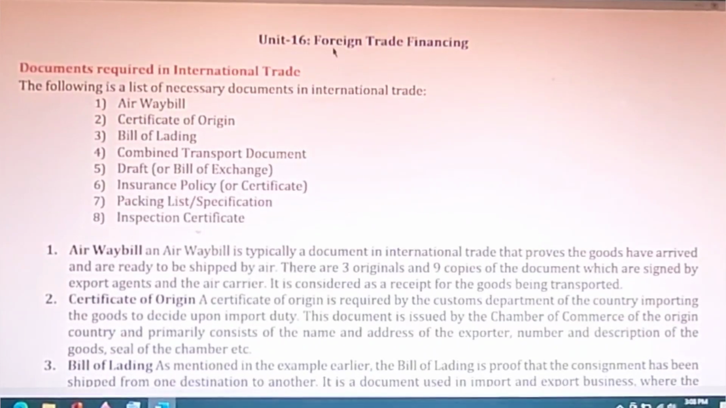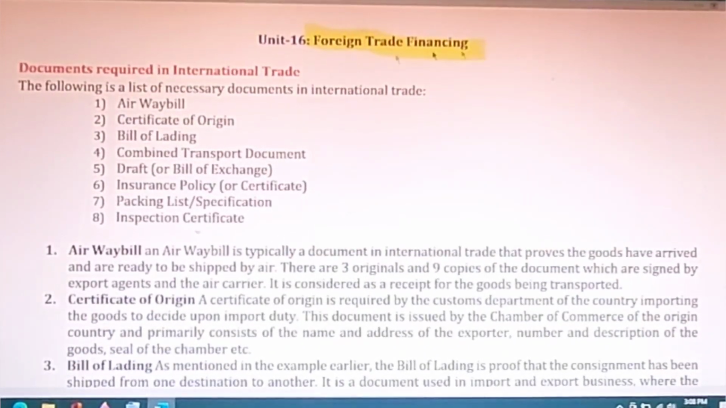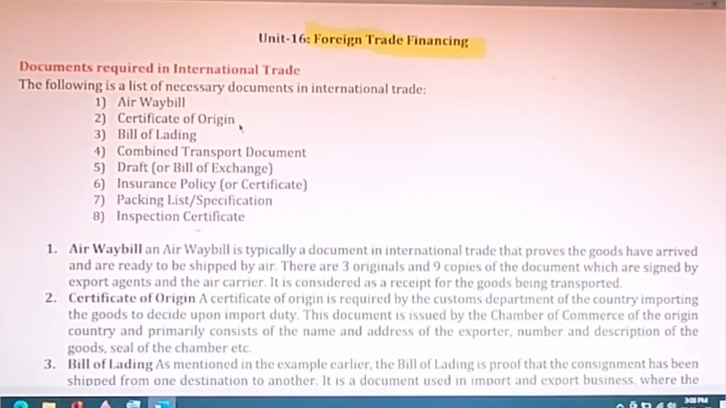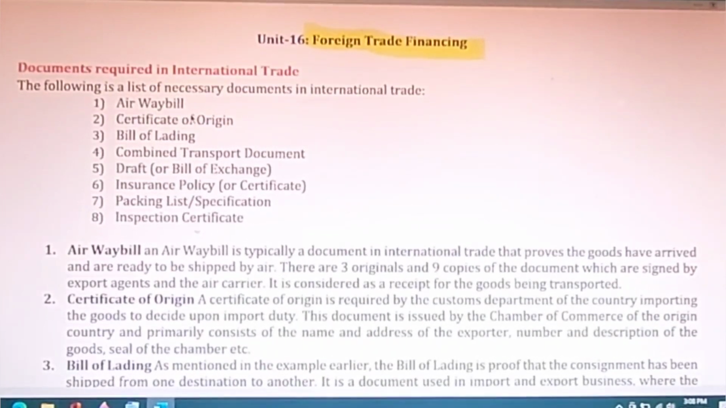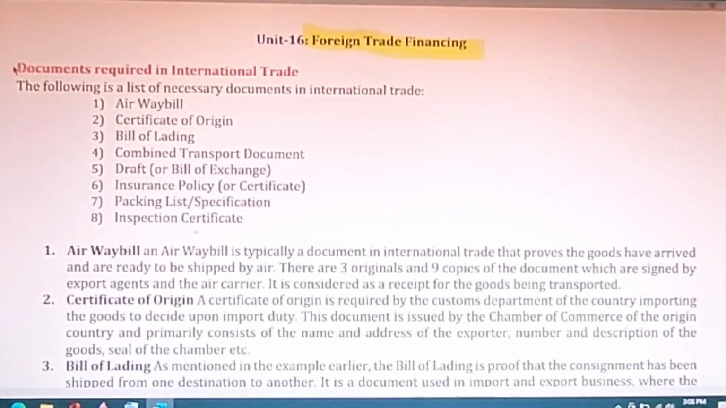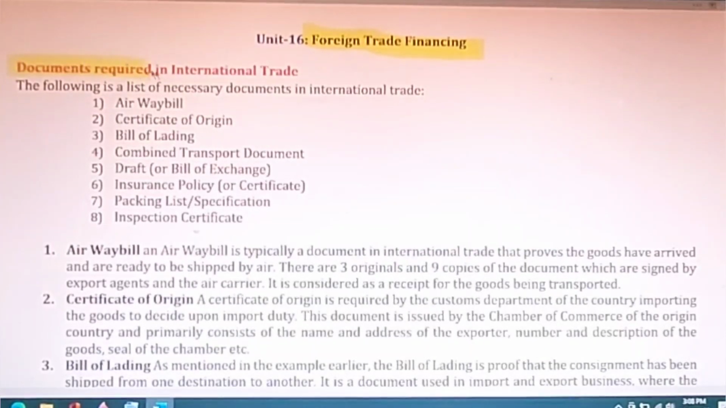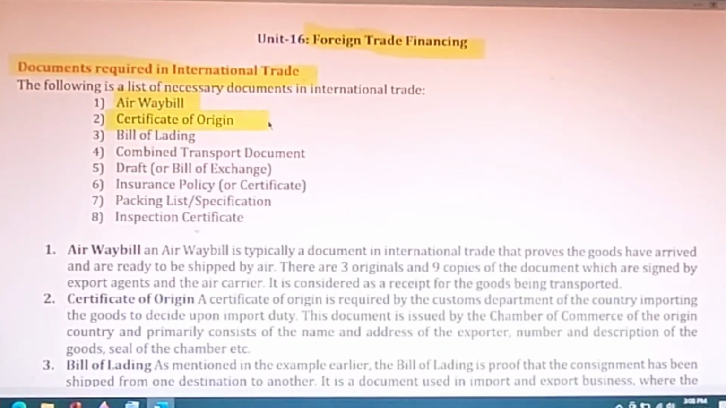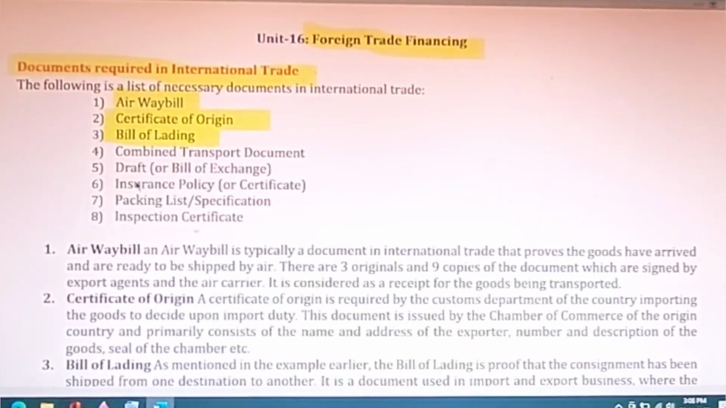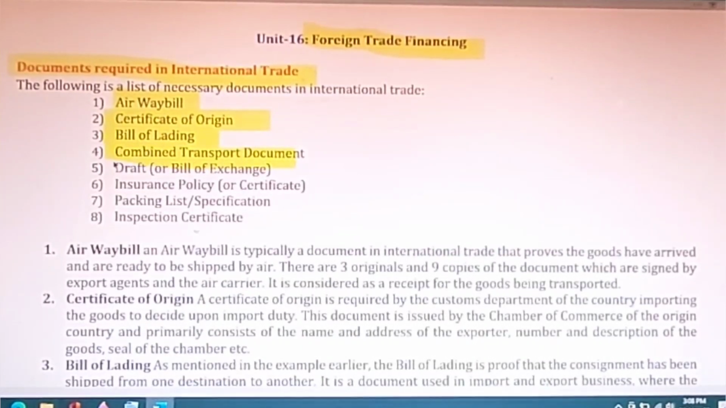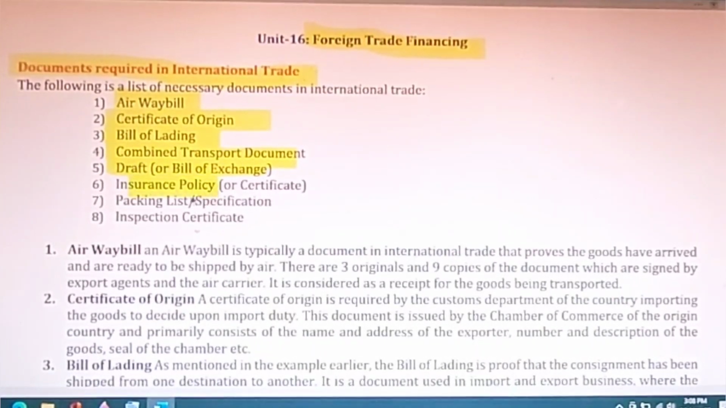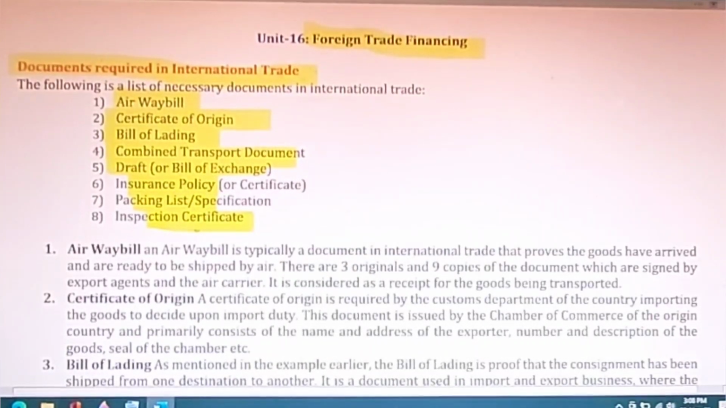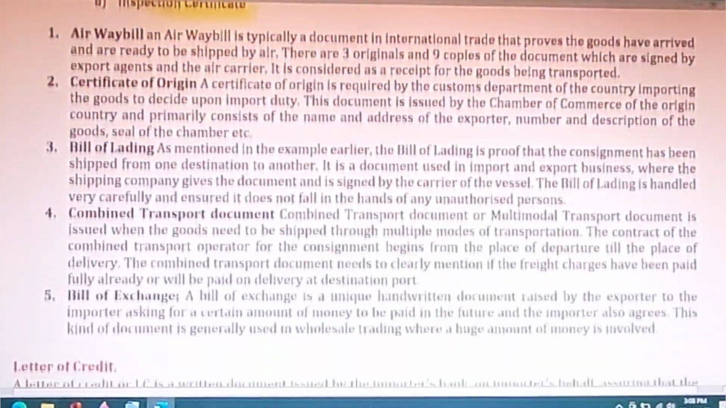Unit 16 is on foreign trade financing. What are the sources from which the importer and exporter can get finance? But before that, for a good international trade, these are the documents required: airway bill, the certificate of origin, bill of lading, combined transport document, draft, insurance policy, packing list, and inspection certificate. So this question also comes in exams.